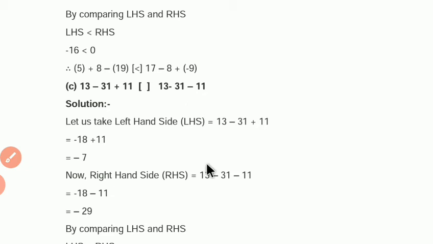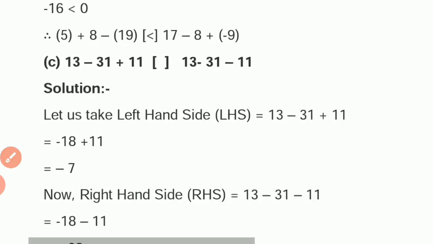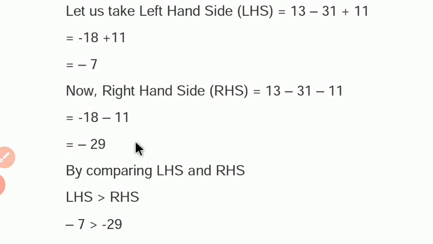Now we will take the right hand side. Right hand side is given as 13 minus 31 minus 11. Again we will take the first pair of numbers, 13 minus 31. So it will come as minus 18, and minus 11 as the remaining number. And we know that minus minus plus. So 18 plus 11, 29, and the sign will be minus.